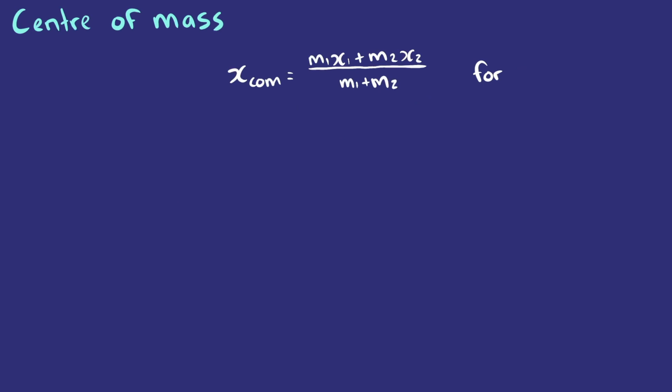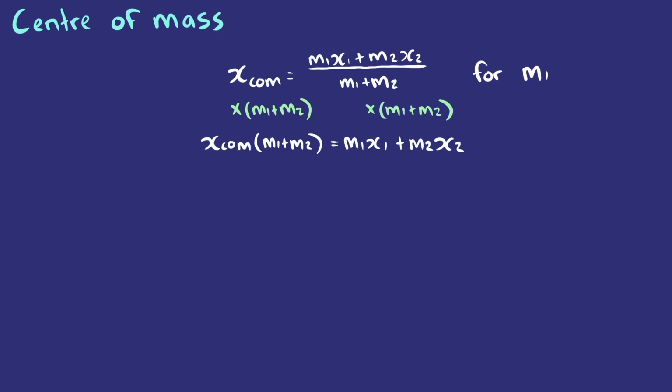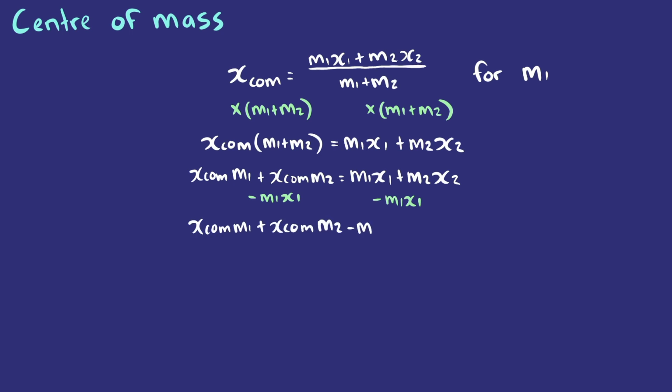Let's now solve this for m1. To do that, we'll start off the same as last time by multiplying both sides by m1 plus m2. Next, I'm going to expand our brackets out on our left side. Now I want to group our m1 terms together. So I'm first going to subtract our m1x1 from both sides. And now to get rid of our m2 term on the left, I'm going to subtract xcom m2 from both sides.